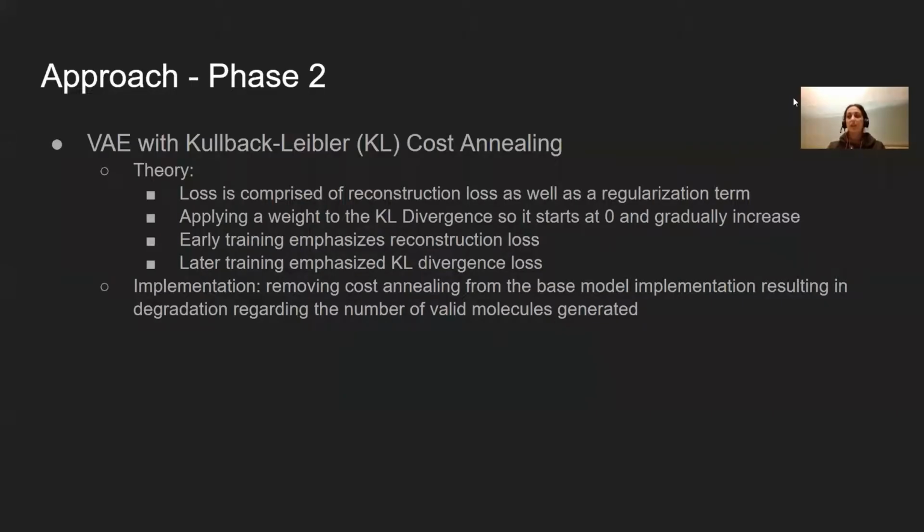During phase 2, we wanted to explore the impact of annealing on the KL divergence in our loss function. The loss function is broken into two components, the reconstruction loss and the regularization term. This term comes from the stochastic sampling of the normal Gaussian prior constructed from the mean and the variance of the variables in the latent space. In our baseline model, a weighted term is placed on the KL divergence, initially set to 0, and it gradually increases so that early training focuses on the reconstruction loss and later focuses on the KL divergence loss.